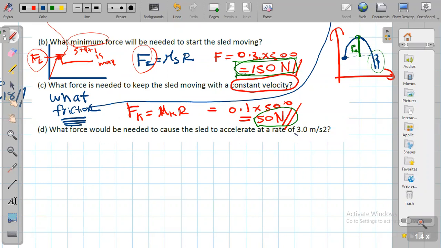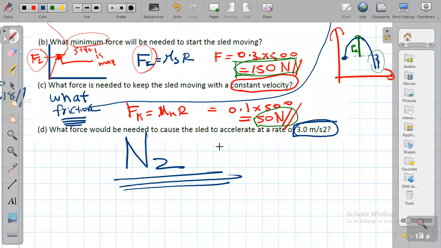Now the third one, we have to learn Newton's second law of motion. So let's just wait. That's good now. Let's just wait.